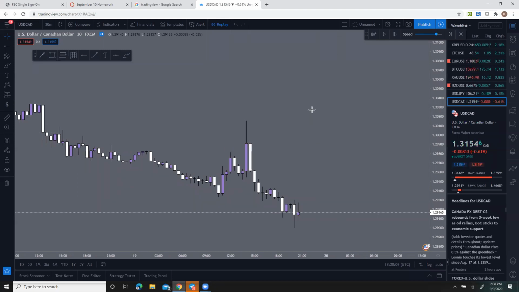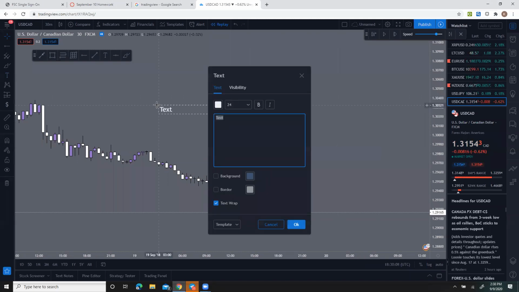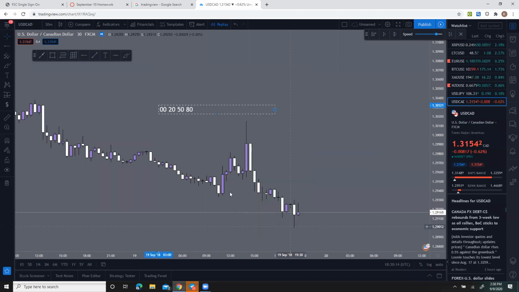All right, let me go over this right quick. Institutional levels are 00, 20, 50, and 80. For example, right here you see 1.30500. Those last two digits are the institutional level. Well, this one is going to be that 00. Make sense? Yes, sir. All right.